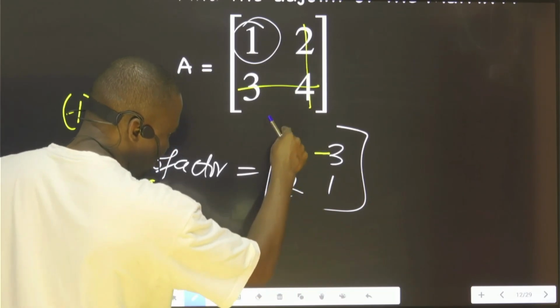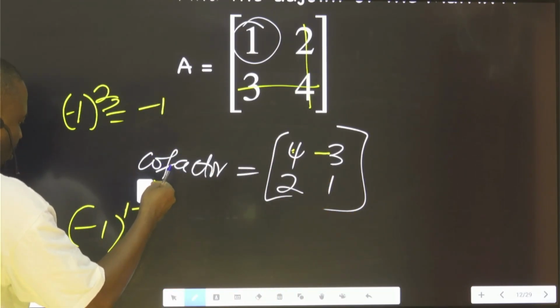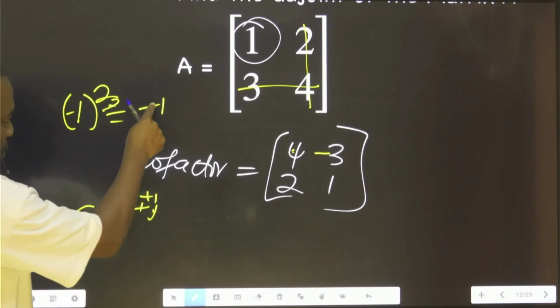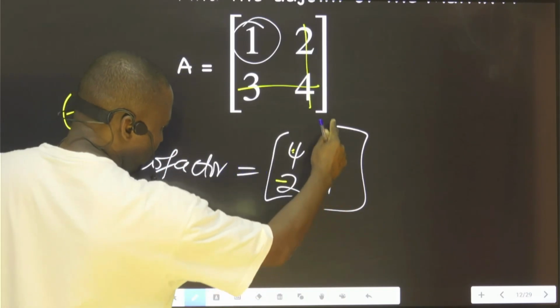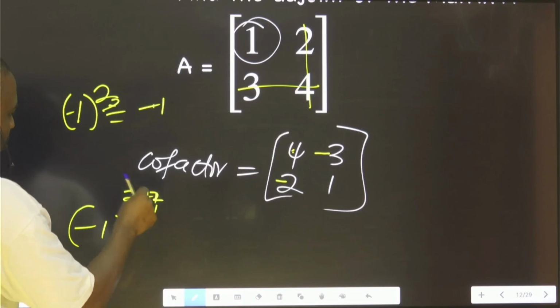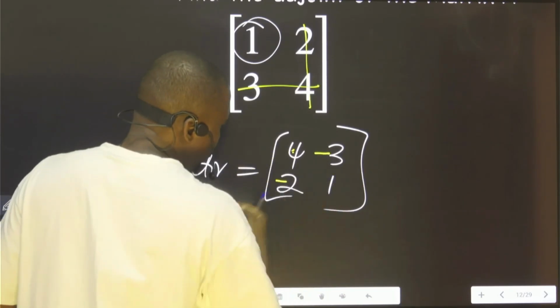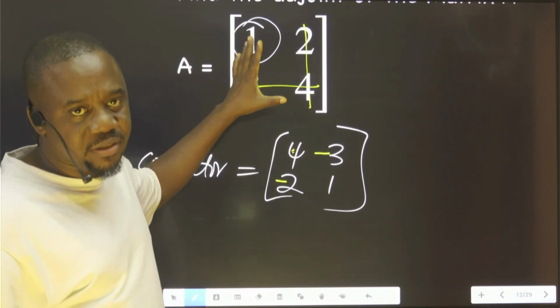For this one, second row, first column, still 3, produces minus 1. Minus will be here. The last one is second row, second column, that is 2 plus 2, which is 4, and it gives us plus. So we are not going to change this. So this is the cofactor of this matrix.